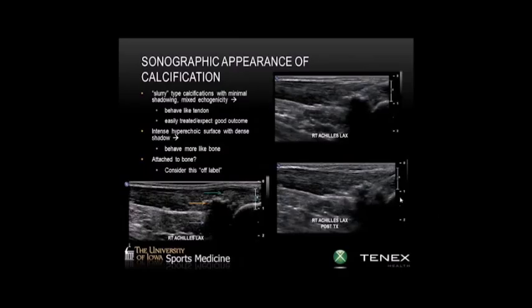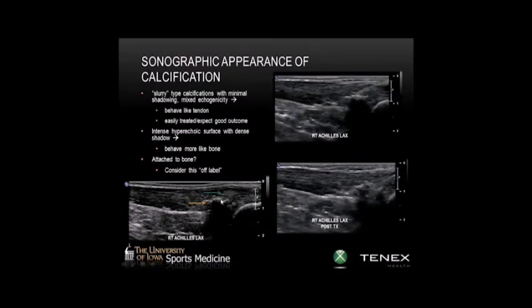As we mentioned, these slurry-type calcifications are going to behave more like tendon. They're very easily treated, and you get very good outcomes with these. This is that same patient who had a couple different types of calcium within their tendon. And here's one of those slurry calcifications where the green arrow is. You can see this really has no shadowing behind it. It has mixed echogenicity, and this was easily aspirated.